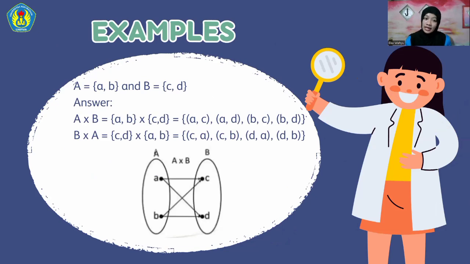Example, if A has elements a, b, and B has elements c and d, what is A multiplication B and B multiplication A? The answer is A multiplication B has elements ac, ad, bc, and bd. And B multiplication A has elements ca, cb, da, and db.